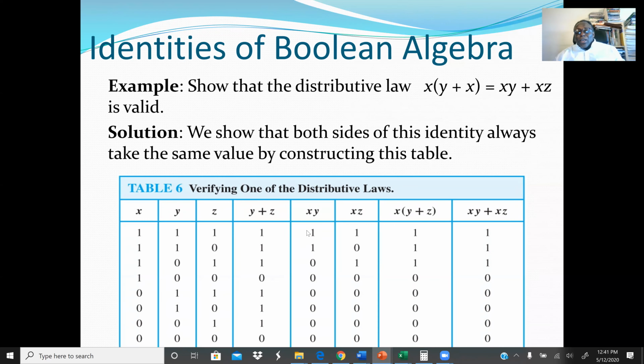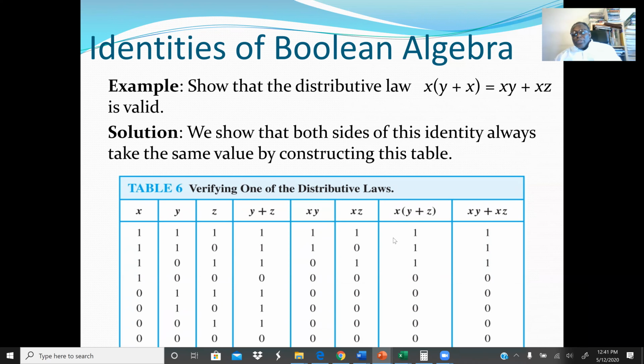Then we know xz is also the same thing. Take x and multiply by z. 1 times 1 is 1. 1 times 0 is 0. 1 times 1 again is 1. The rest will be 0. 1 times 0 is 0. Everything is 0, so the rest will be 0 throughout.